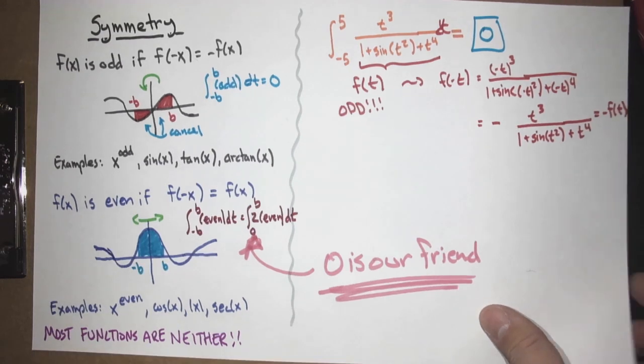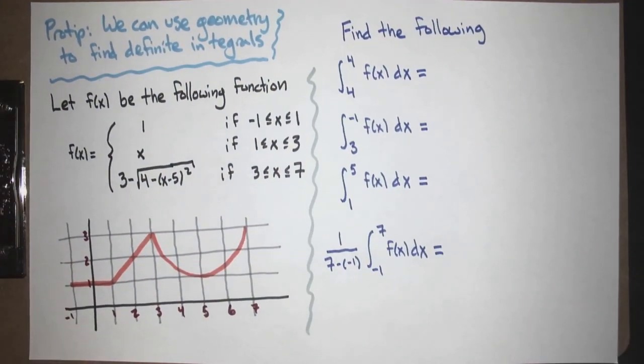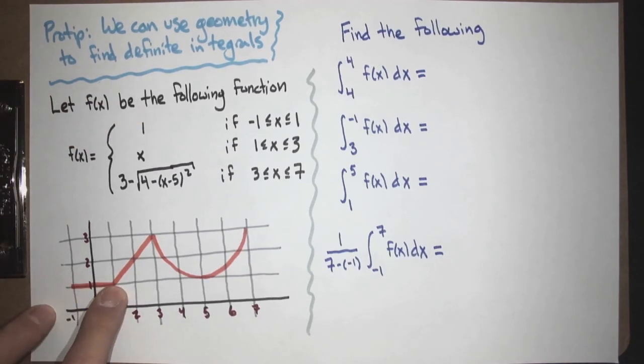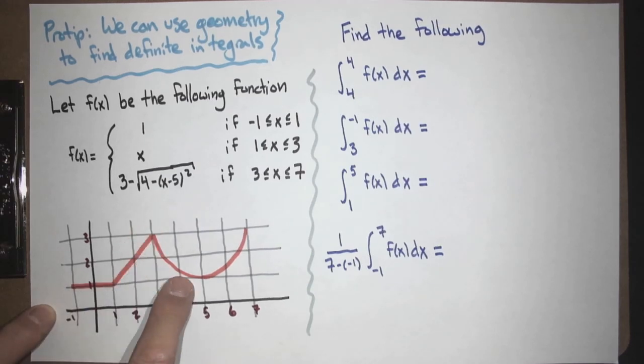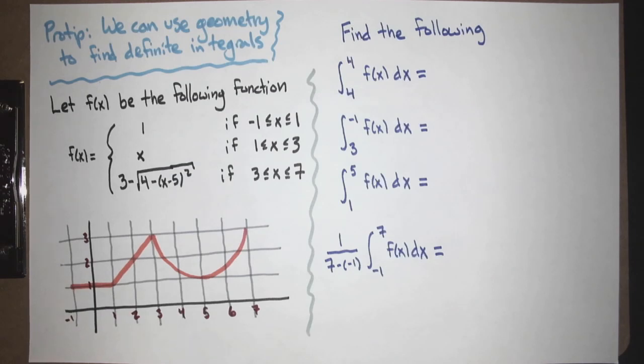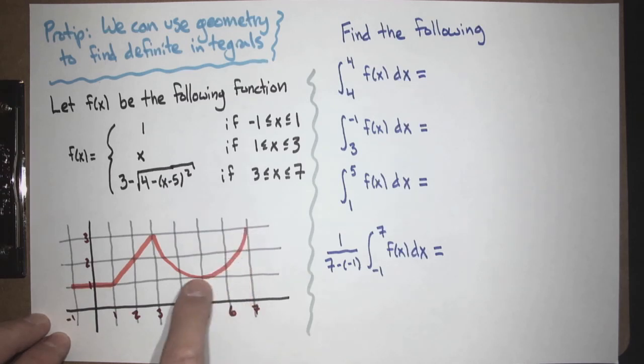All right. Now, definite integrals are about areas. So we can use geometry to find definite integrals. So consider the following function. Our function is 1 from -1 to 1. So that's this piece. X from 1 to 3, so this goes up. And then 3 minus the square root of 4 minus x minus 5 squared from 3 to 7. Now that looks scary. Do you recognize this shape? It's part of a circle.